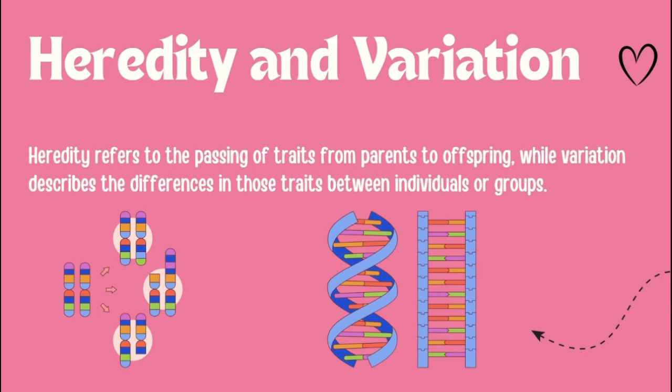So basically, hereditary and variation and genetics, all of those are trying to explain how the offspring end up the way they end up. The question is, if one parent has black hair and one parent has brown hair, which color hair is the offspring going to have? That's what hereditary explains. It's the passing on of genes from parents to offspring. And then variation talks about the differences in those traits between individuals or groups.